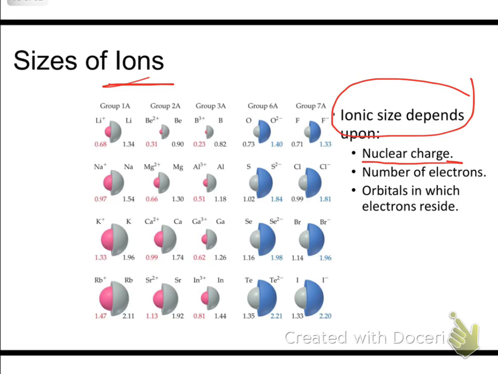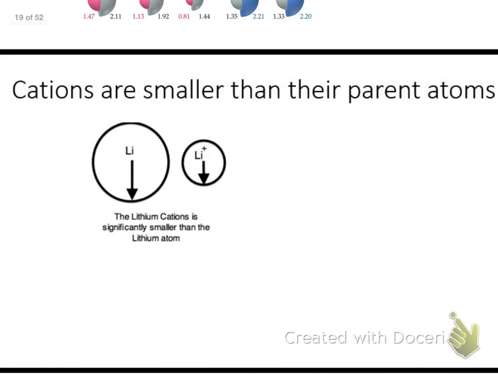that's where the positive charge comes from, the number of electrons, and the orbitals where they reside. So let's take a look. Let's think about cations. Remember, cations are positive, so they're going to be the positive ions, and an atom becomes a cation when it loses an electron.